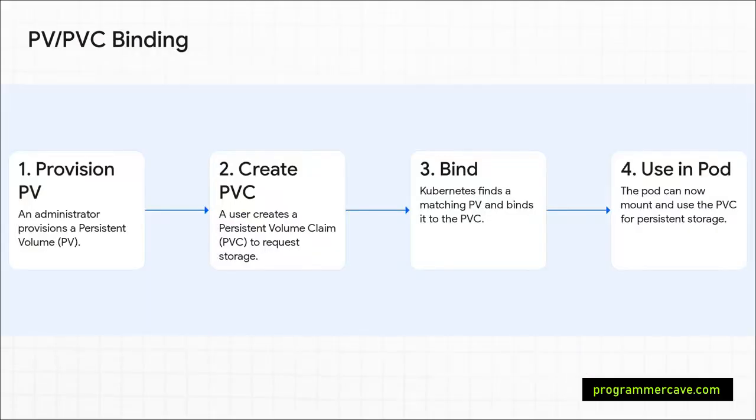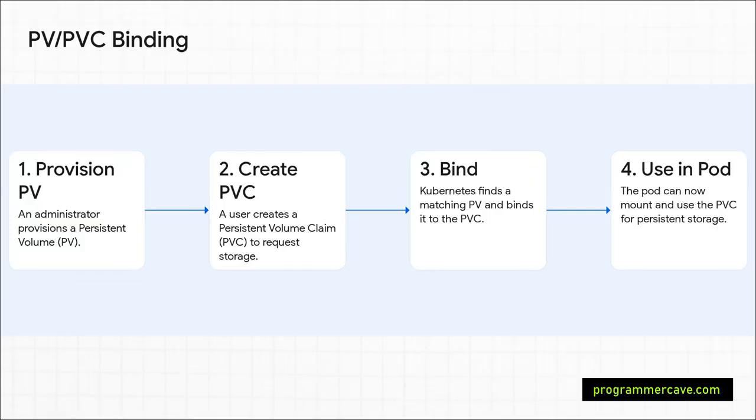So how does this actually work? How do they find each other? Well, it's a pretty simple four-step dance. First, an admin provides the storage, the PVs. Then, a developer requests that storage with a PVC. Then Kubernetes plays matchmaker. It looks for a PV that meets the claim's requirements and binds them together. And once they're bound, your pod can finally mount that PVC and start reading and writing data that will actually stick around.